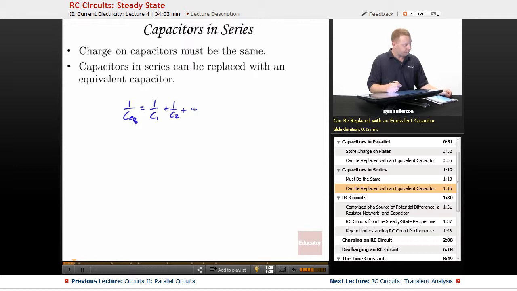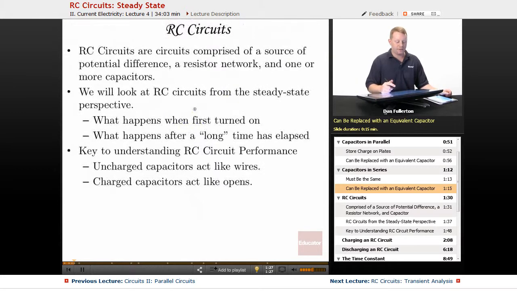So, as we get into RC circuits specifically then, RC circuits are comprised of a source of potential difference to make the current flow, a resistor network, and 1 or more capacitors. We're going to look at RC circuits from the perspective now of what happens when they're first turned on and what happens after a long time. And what's in the middle we're going to kind of leave till the next lesson, at least for starting out.